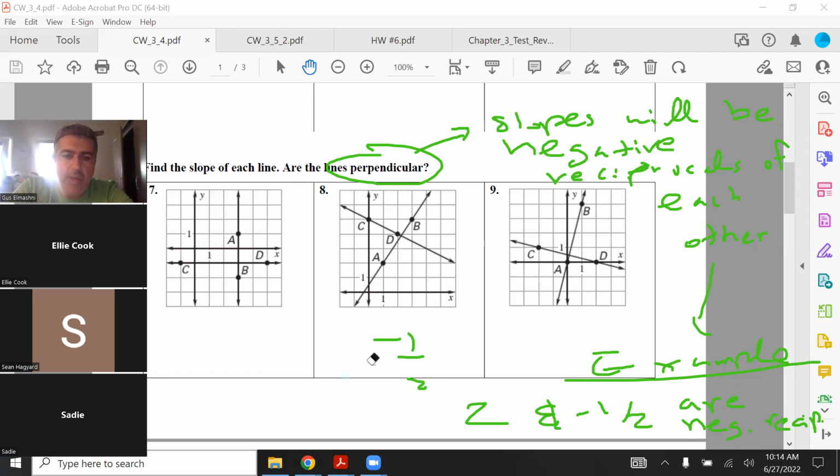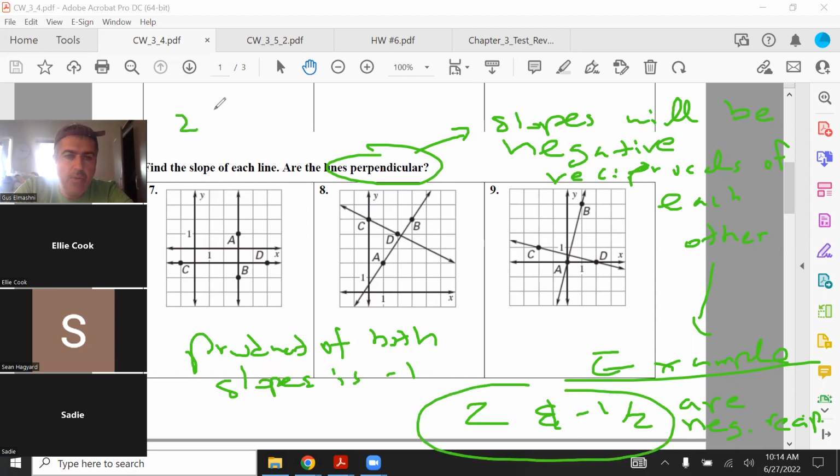Another way you could think about it as well is if the product of both slopes is -1. If you were to multiply these two together, 2 times -1/2, you would get -1. So that's another way of looking at it as well.